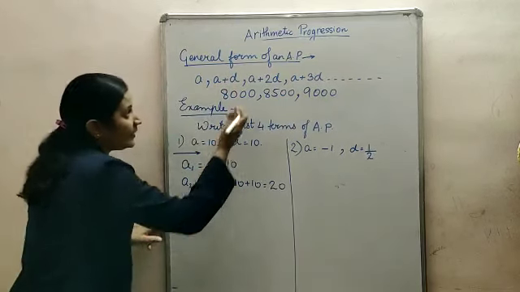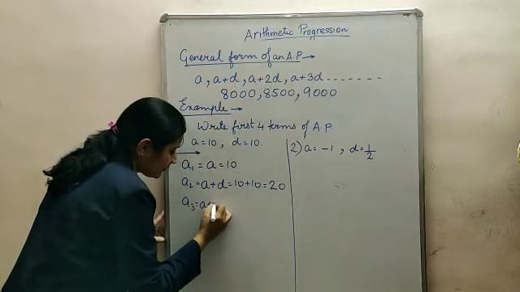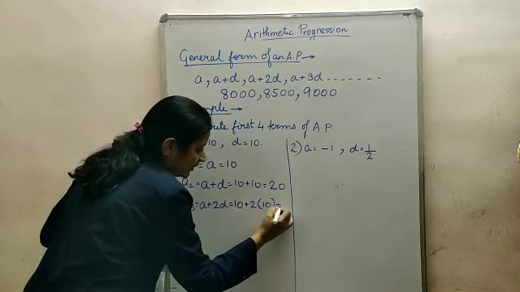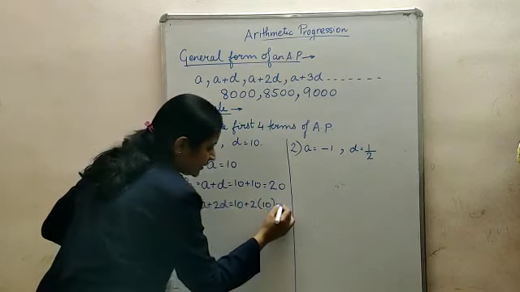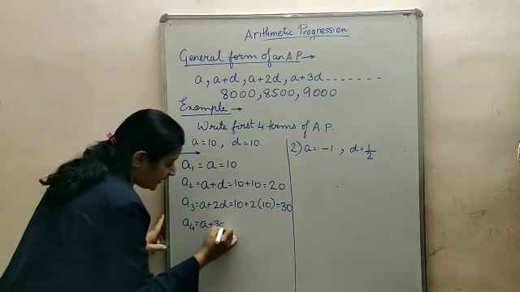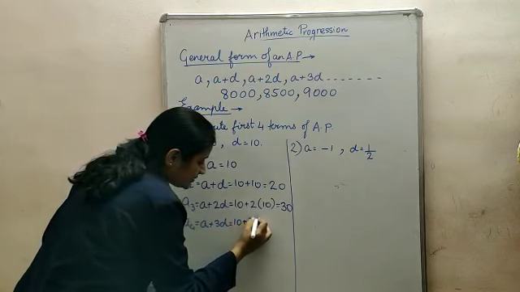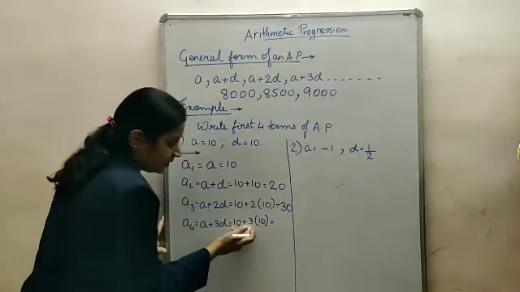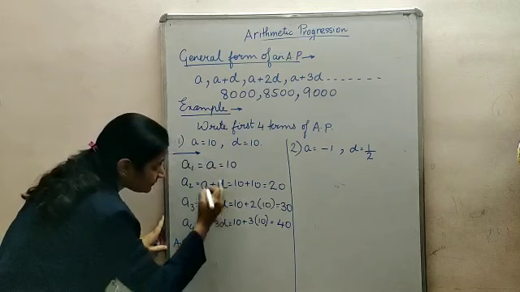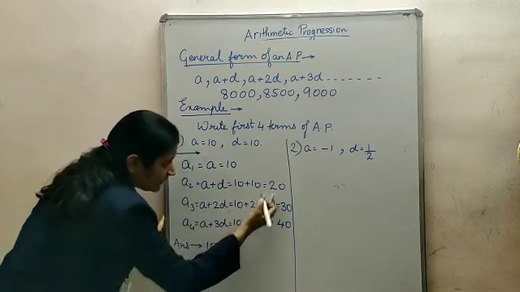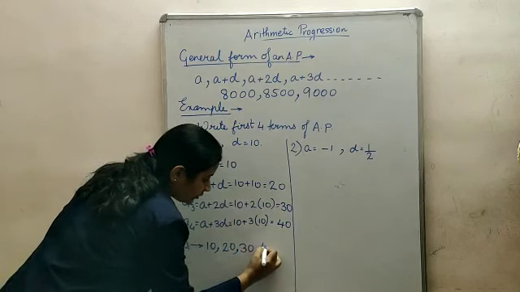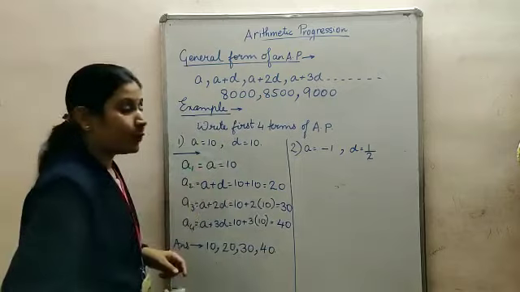Then a3 will be a plus 2d, which is equal to 10 plus twice d, which is 10 plus 2 times 10, that is 30. Then a4 is a plus 3d is equal to 10 plus 3 times 10. So 10 plus 30 gives you 40. So your answer is, first term is 10, second term is 20, third term is 30, and the fourth term is 40.